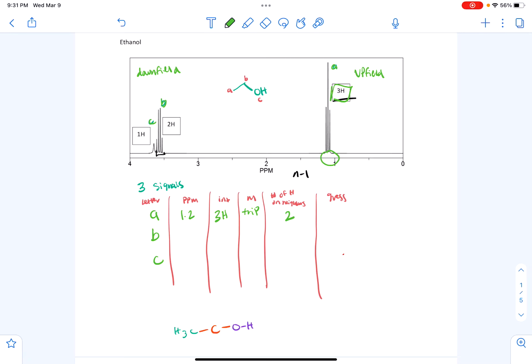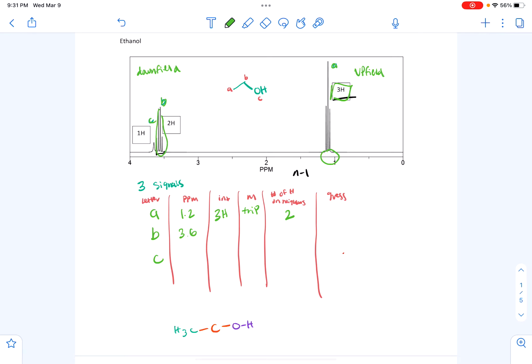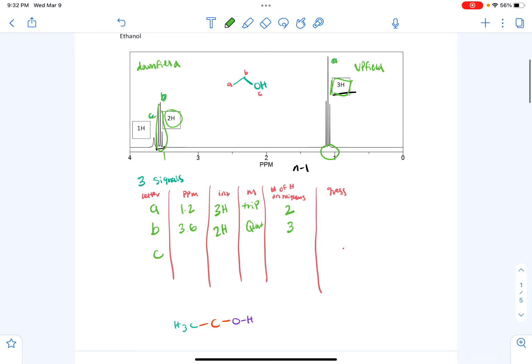B is right here, and B is at approximately 3.6 ppm. It's just above 3.5 right here, and it has 2 hydrogens in the integration, so that means 2 hydrogens are involved, and it's a quartet. I'm going to write quart. A quartet means that there are going to be 3 hydrogens on the neighbors, again with that n-1 rule, and we're going to come back to the guess as I said.